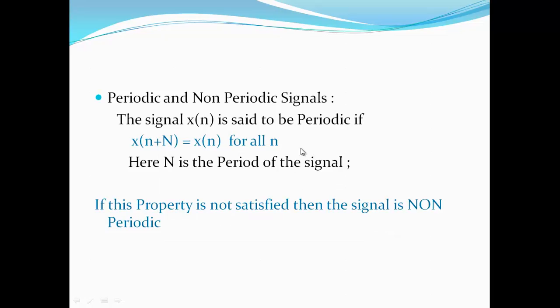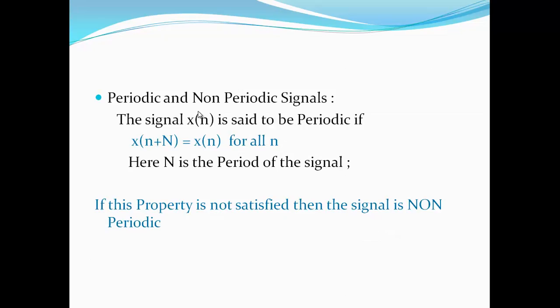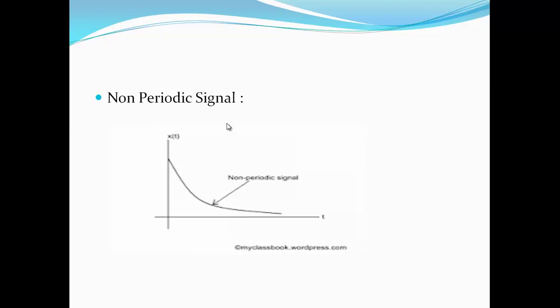So the capital N is equal to the period. In the example I gave T, and it's a continuous signal. If you have a discrete signal that repeats after 2 seconds, then N will be equal to 2. So x(n plus 2) should equal your original signal. That means after 2 seconds it's repeating itself. That is the periodic signal. The non-periodic signal I have explained.